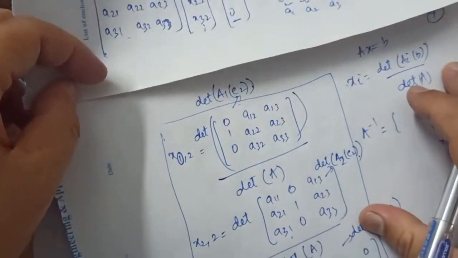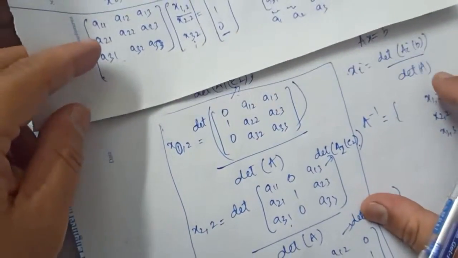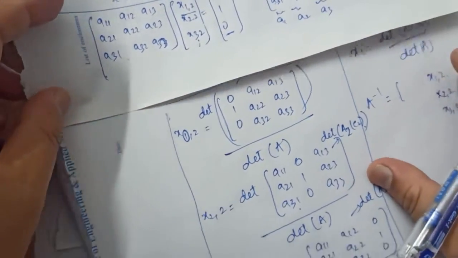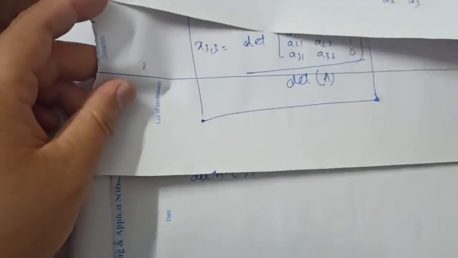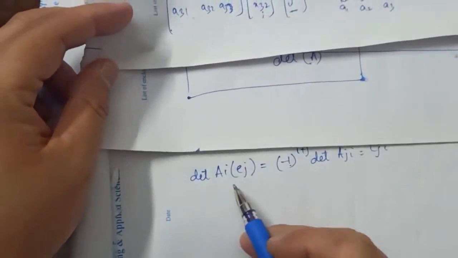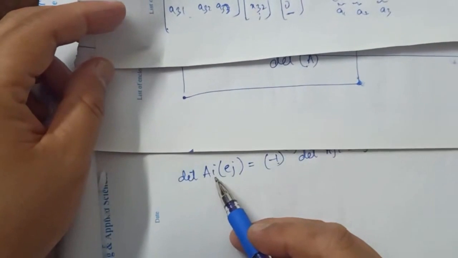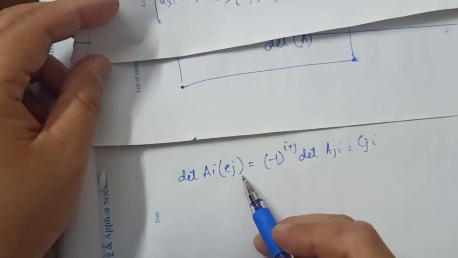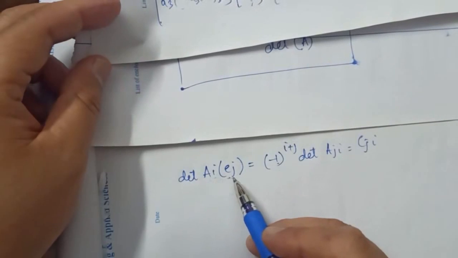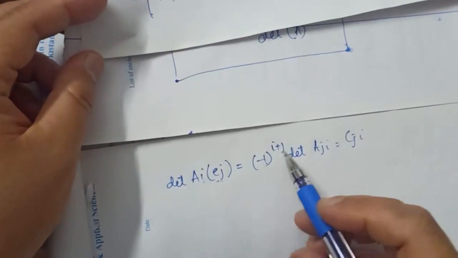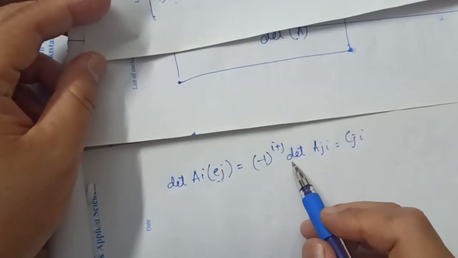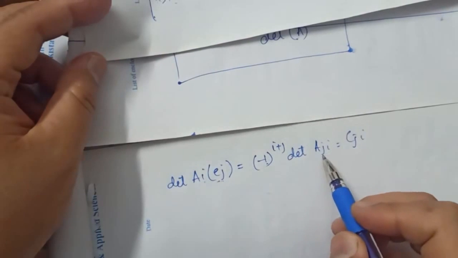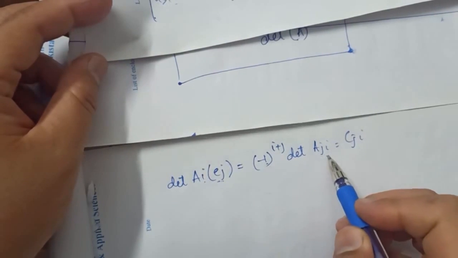Now if I do the cofactor expansion on that one, I can write this as, to find the determinant, the determinant of A_i, replacing the ith row of the matrix A with the jth column of the identity matrix. I can actually write this as (-1)^(i+j) times the determinant of A_ji, right?